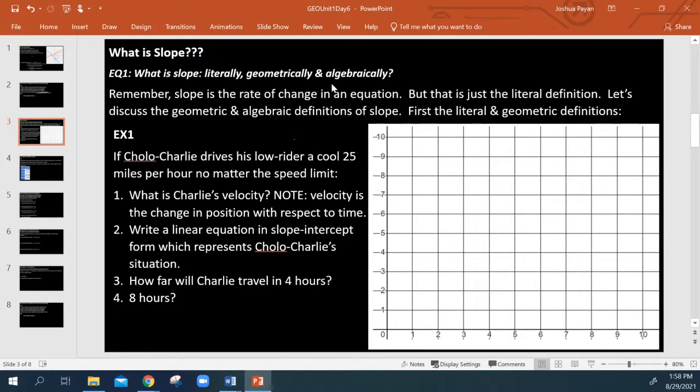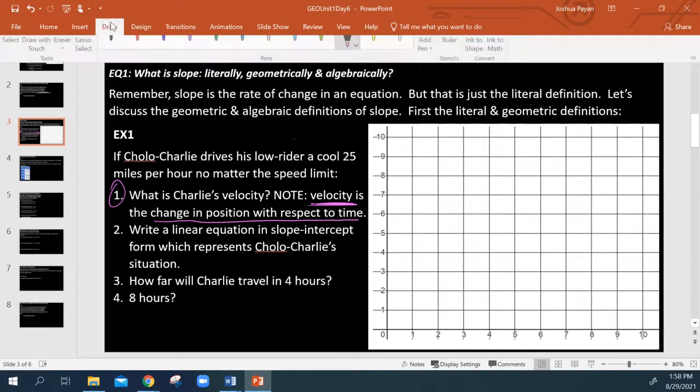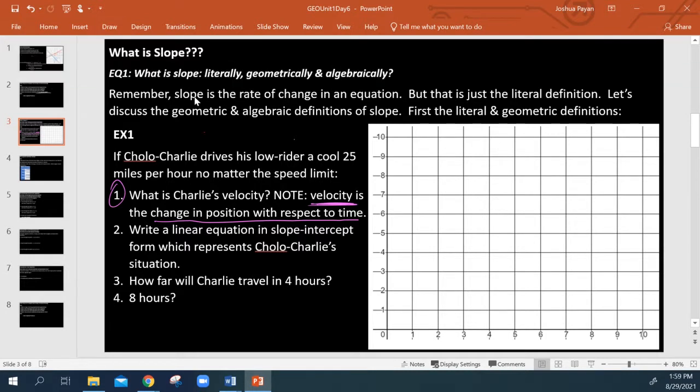So here we've got a goofy little scenario. If Cholo Charlie drives his lowrider a cool 25 miles per hour, no matter the speed limit, we've got some questions to answer now. One, what is his velocity? Velocity is the rate of change in position with respect to time, right? So we can easily figure that out using a graph.